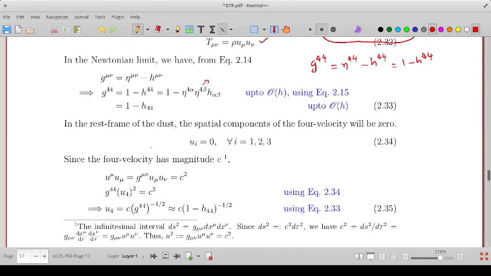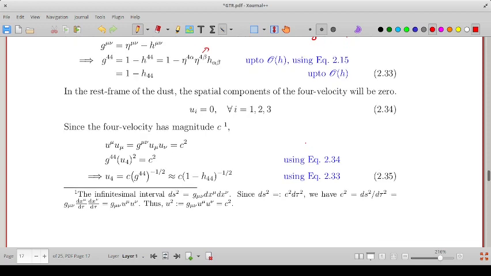We now consider the frame of reference in which the dust is at rest. So in that frame of reference, the velocity of the dust is 0. The spatial component of the velocity will be 0. That means u^1 equal to 0, u^2 equal to 0, and u^3 equal to 0. Further, we also note that the norm of the four velocity is c².